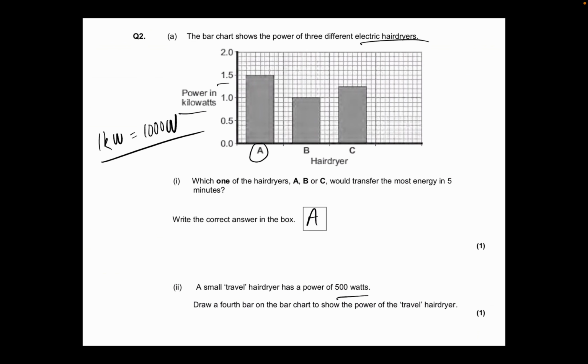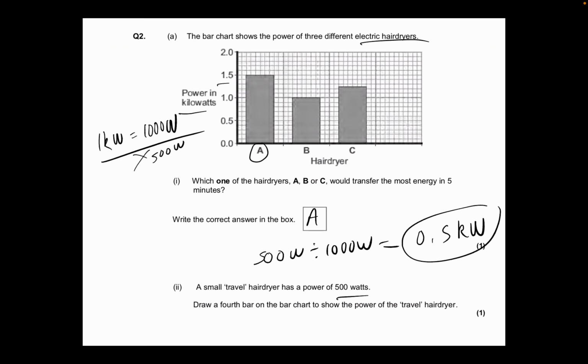So we know that it's 500 watts. 500 watts to kilowatts is 500 watts divided by 1,000 to get the value in terms of kilowatts. So this is going to be about 0.5 kilowatts. Now, since it's 0.5 kilowatts, in order to draw this on the bar chart, you have to draw the bar with the correct height. In this case, the width of the bar doesn't matter.